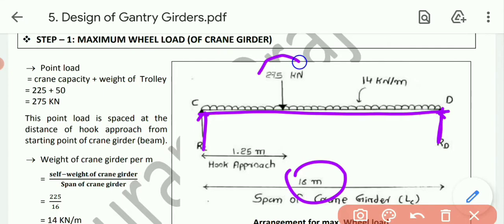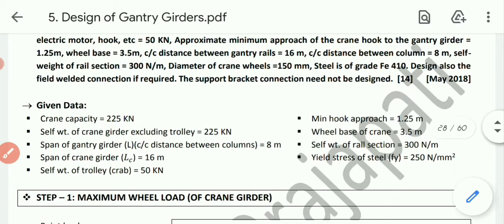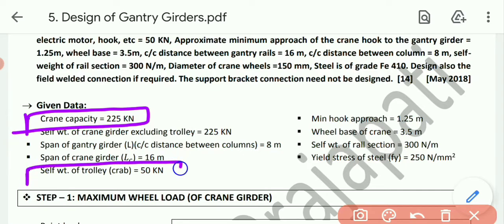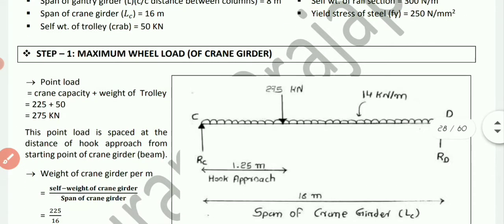Okay, now we need to calculate this point load for that one. So this is nothing, we can say this one is the weight of trolley, or we can say hook approach. Okay, so for that one, first of all, point load. So formula for the point load is, we can say, crane capacity plus weight of trolley. Now crane capacity and weight of trolley are given to us in the data. See, crane capacity is 225 kilonewton and weight of trolley, that is given to us over here, 50. So by doing the summation of these two, I will get the answer.